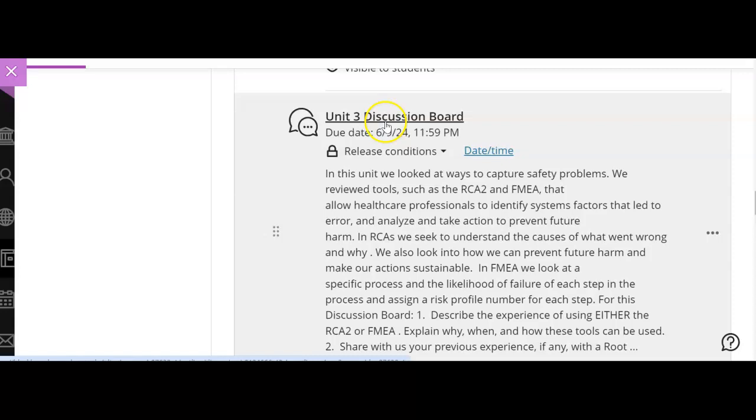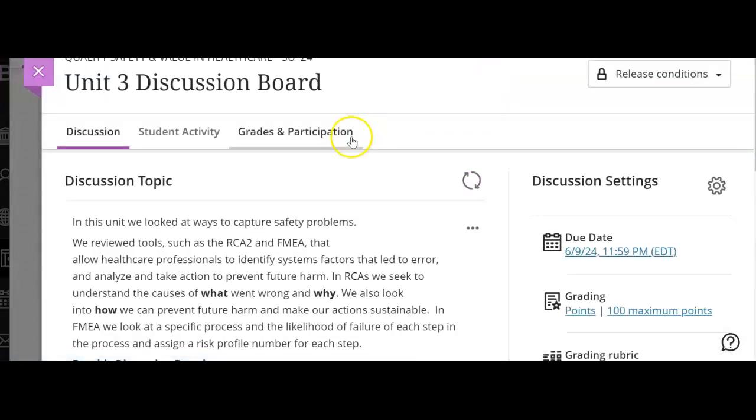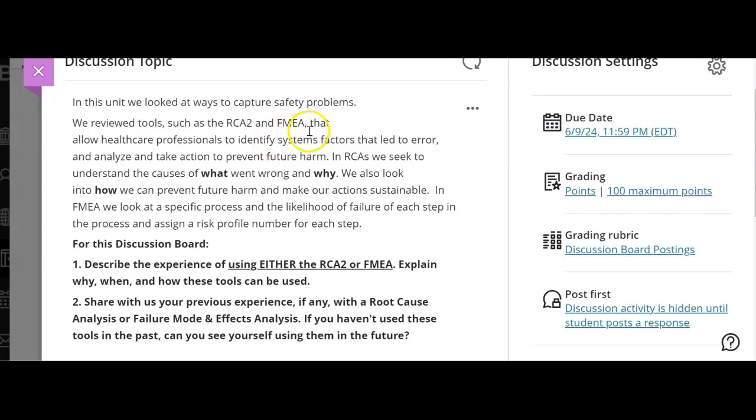If you click on the discussion board, we've looked at those two specific tools. For root cause analysis, we are seeking to understand the causes of what went wrong and why, and then what actions we can take to prevent future harm. In the FMEA, we look at a specific process and the likelihood of failure of each step in the process, and assign a risk profile number for each step.